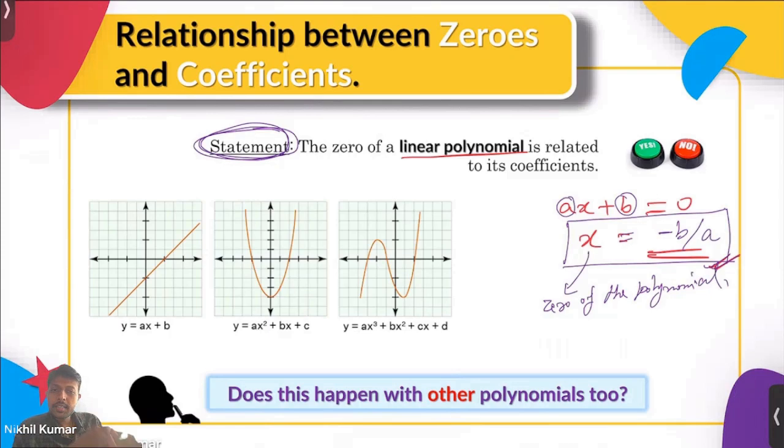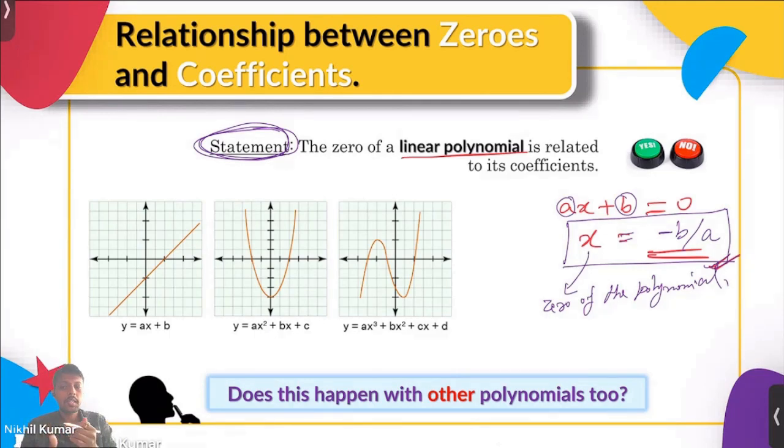You can see that the zero of the polynomial is definitely related to the coefficients, right? We all can see that the zero of the polynomial is related to the coefficients. My next question is, does this relation also occur in quadratic polynomials, quintic polynomials, cubic polynomials, quartic polynomials? Does this happen? Yes or no? That's what we're going to find out. In fact, you are going to find this out yourselves.